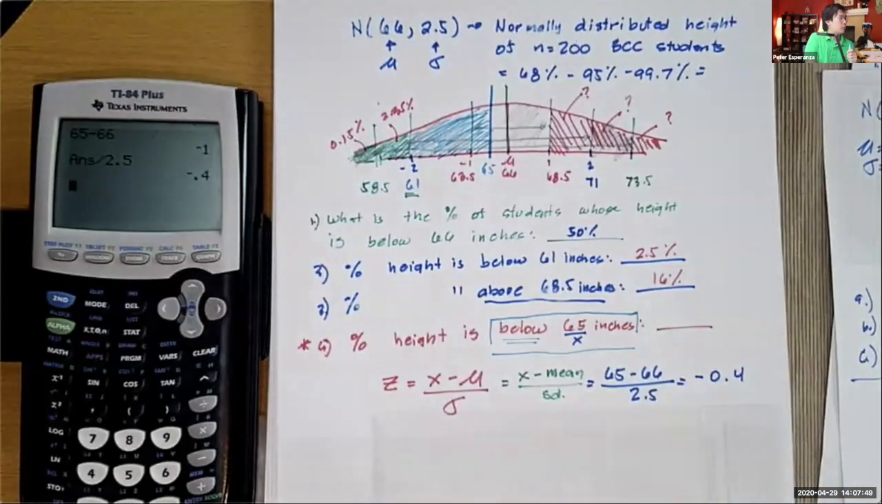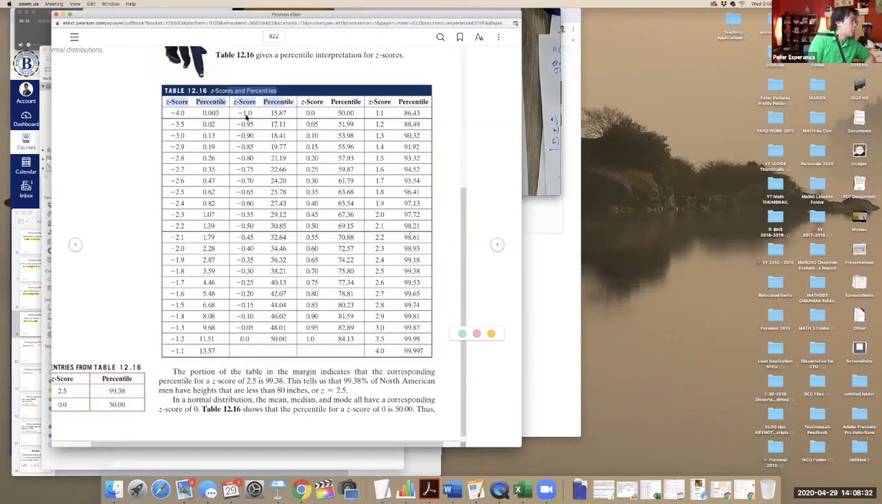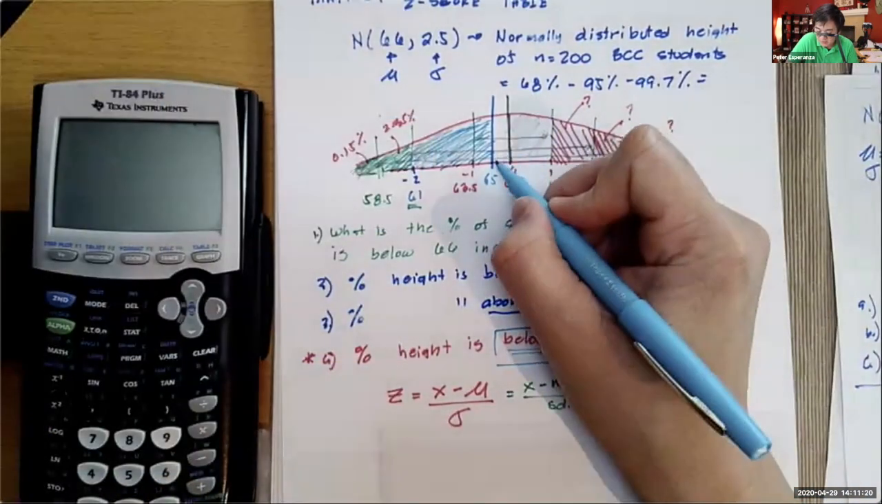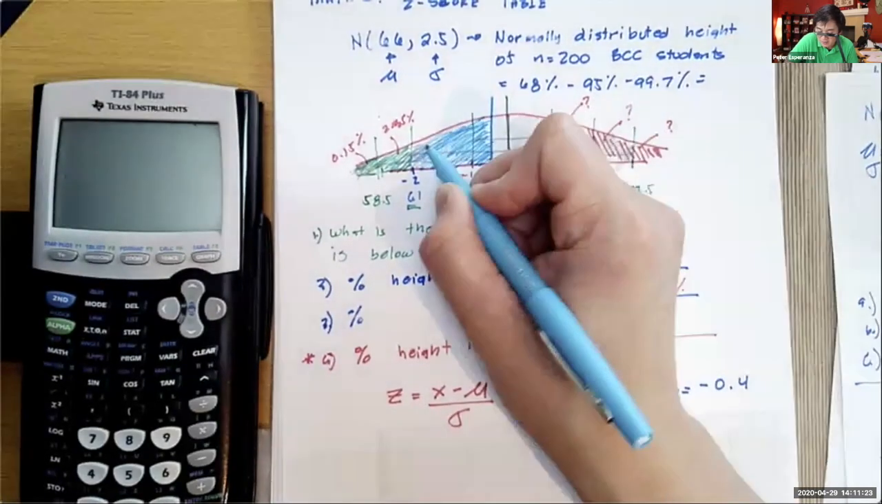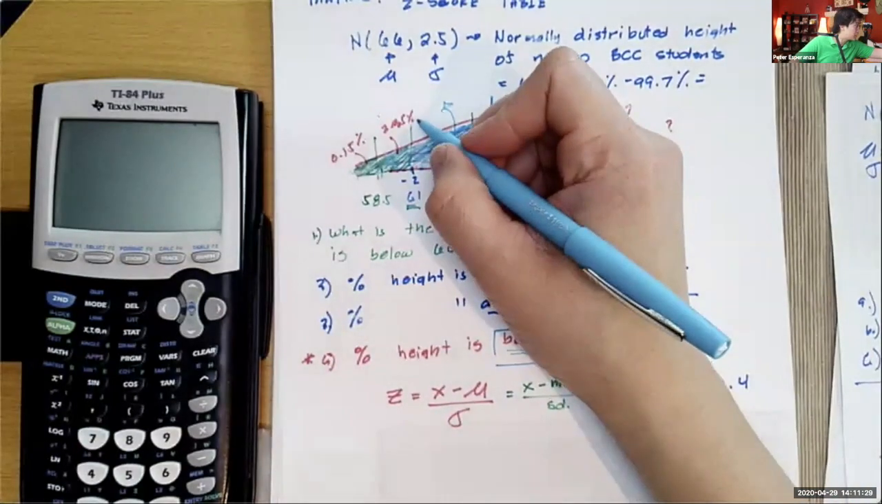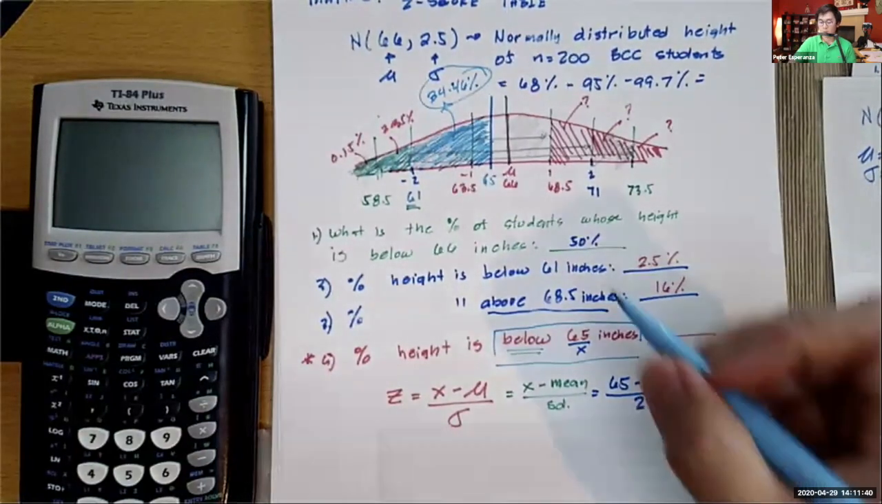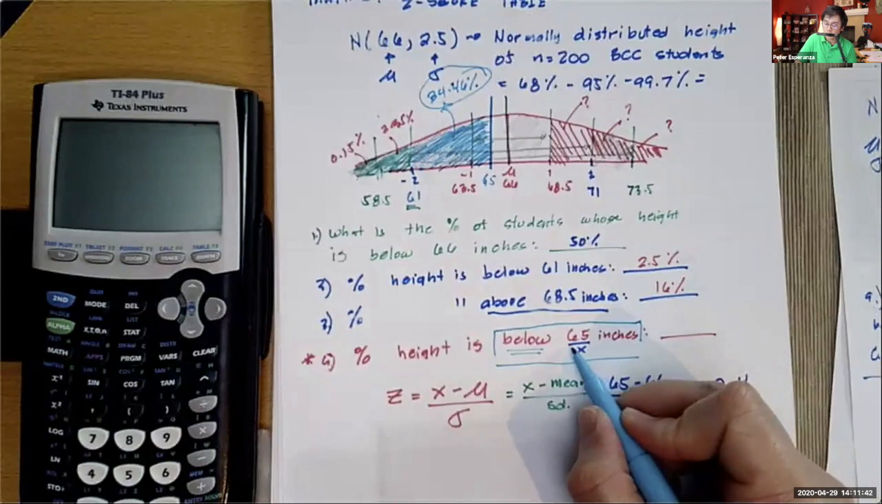For those of you who are using the book, you're seeing this now. Are you seeing this? Yes, negative 0.4 is this. Can you see this? 34.46. So that is the percentage of students whose height is below 65 inches, just like what we are telling. So this area right here, according to our statistical table, is 34.46. And that is the percentage of students whose height is below 65 inches.